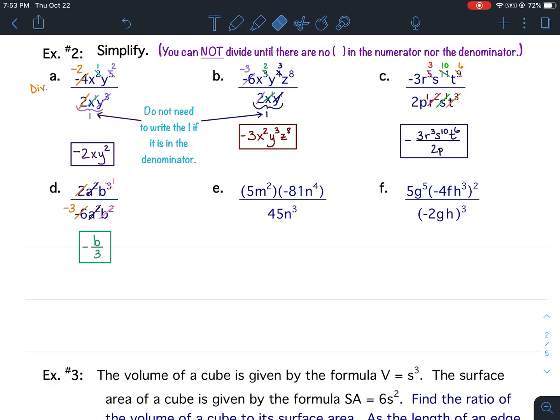Laws of exponents, dividing monomials, lesson 4.3 notes. Example number 2 continued. If you look at A, all we did was divide. For B, all we did was divide. For C, all we did was division. D, same thing, just division. But for E and F, I can't divide until I have simplified the numerator and the denominator.